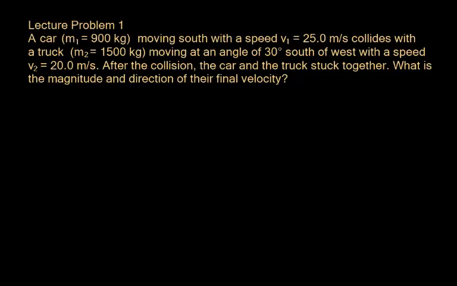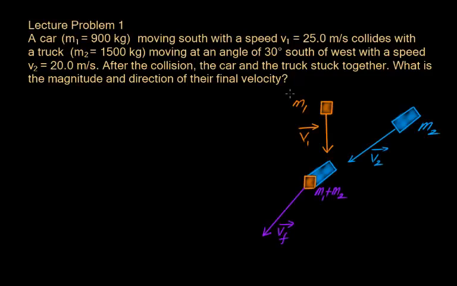This collision can be sketched by the following diagram. The car that has a mass m1 is moving south with a velocity v1, and the truck that has a mass m2 is moving at a velocity v2, making an angle of 30 degrees south of west. After the collision, the two objects, the truck and the car, stick together and move along this direction, which can be predicted to be south of west as well.